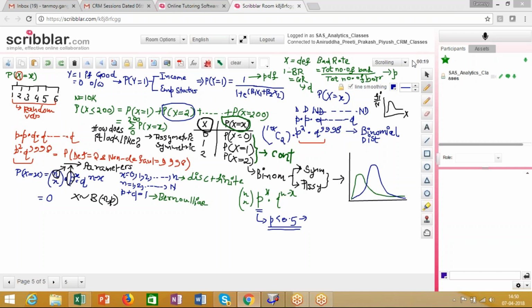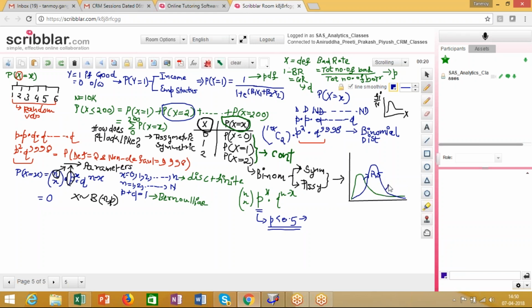If p is less than 0.5, if the probability of getting success in a single trial is very small, then the chances of getting a low number of successes are very high, and the chances of getting a high number of successes are very low. Therefore, in that case the distribution will be a right skewed distribution.